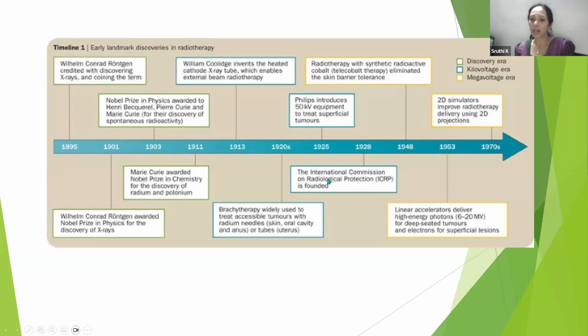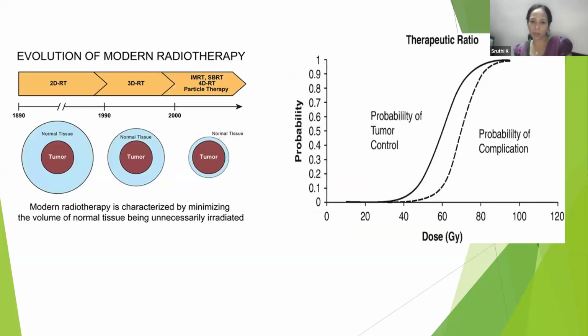You can see the ICRP, which was formed in around 1928. We had cobalt treatment machines coming as early as 1948. And then we had linear accelerators from 1953. And radiation oncology is a continuously evolving field. The treatment machines, the treatment techniques are continuously evolving to provide a very precise dose to the tumor and try to protect the normal tissues as well.